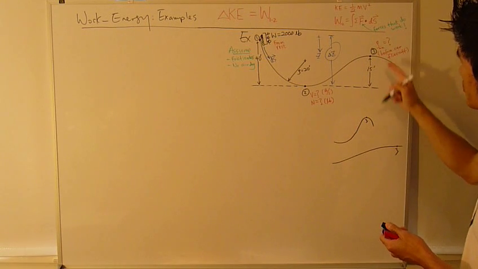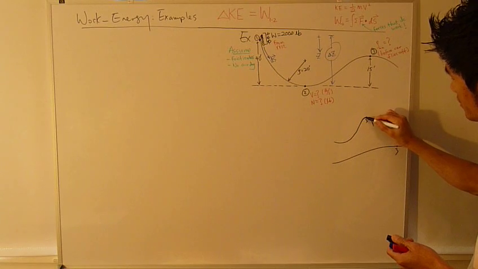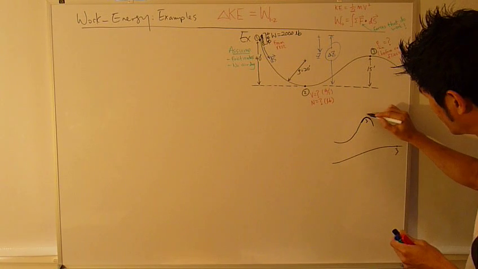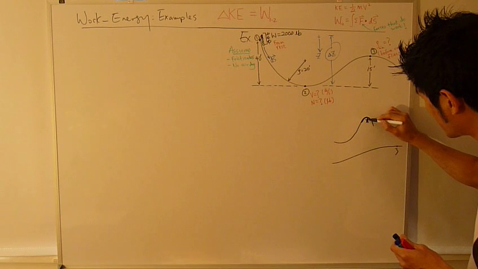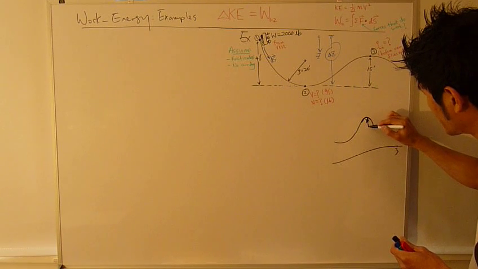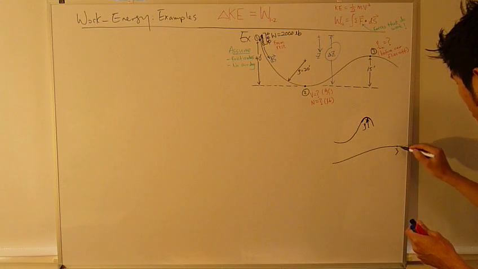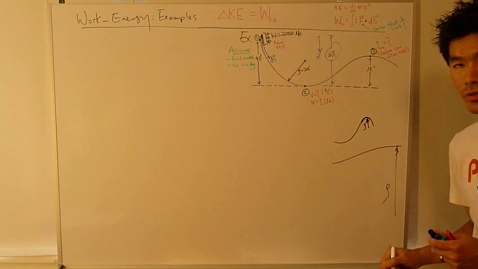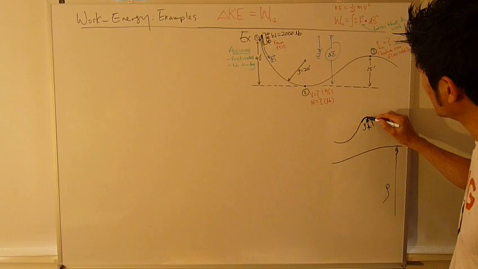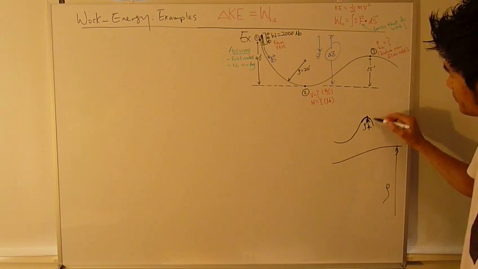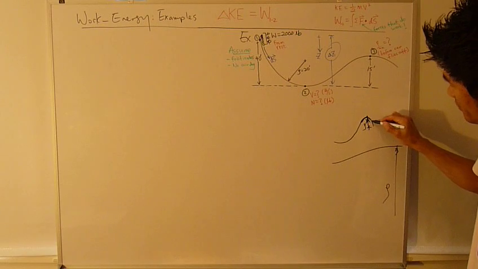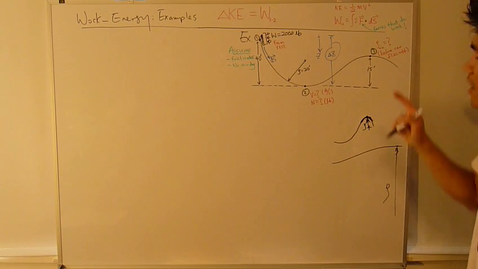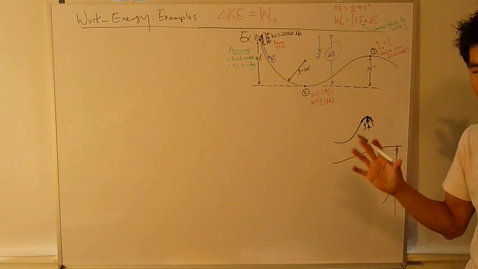So the minimum radius of curvature is when this is very, very curved, so that the radius of curvature right here is small, compared to this very flat case where the radius of curvature is huge. So we are asked to find this minimum acceptable radius of curvature at position 3, so that the car would not fly off.